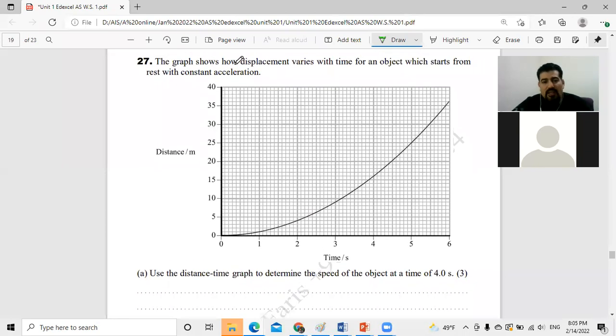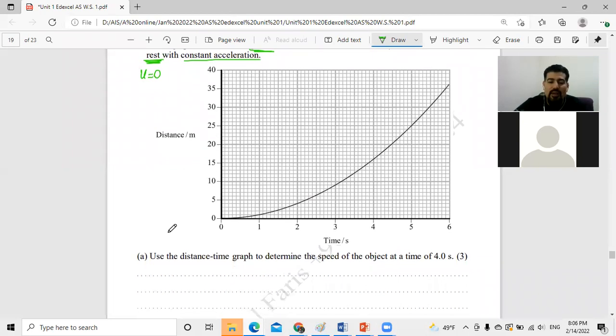Look at what they ask. The graph shows how the displacement varies with the time of an object that starts from rest, that means u equals 0, with constant acceleration. They tell us that the acceleration is constant, even if it's curved, because it is a displacement time graph. They ask: use the distance time graph to determine the speed of the object at 4 seconds. Yes, this is 4 seconds. We take this point. Then what will we do?